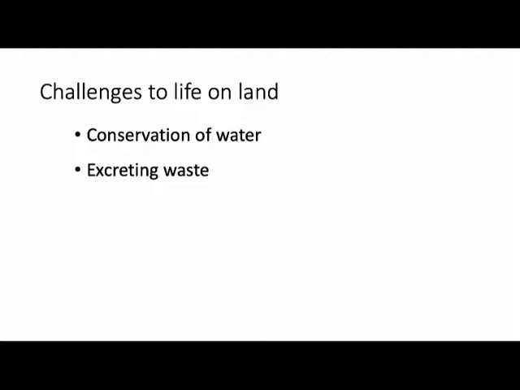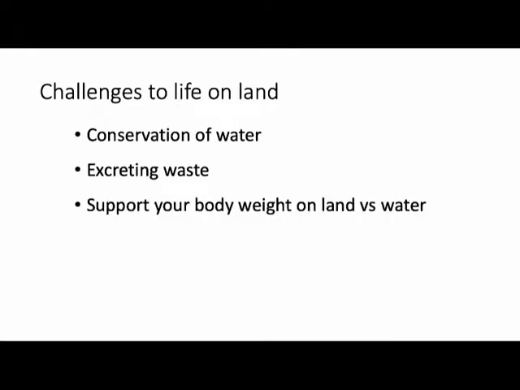In particular, the waste of processing proteins, which produces nitrogenous waste, and usually the molecules produced, the waste products of digested molecules, require a lot of water to be excreted. Animals that move to terrestrial environment need to have systems that can excrete nitrogenous waste using as little water as possible. Another big challenge of life on land is how to support your body weight.